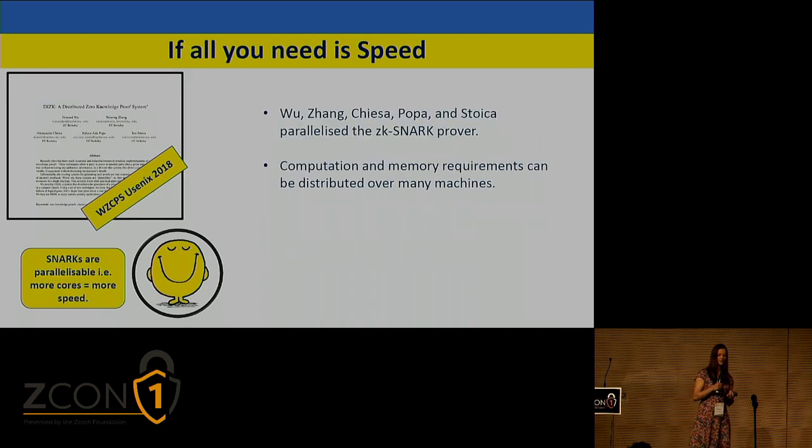Oh, one other paper I want to mention while we're on the topic of speed is a paper which is talking about how you can distribute the costs of generating your SNARKs. And they don't just talk about the multi-exponentiation, although they do. They also talk about how you can distribute the fast Fourier transform. And probably the big thing here is they're able to distribute the memory costs as well, because SNARKs are pretty memory intensive.